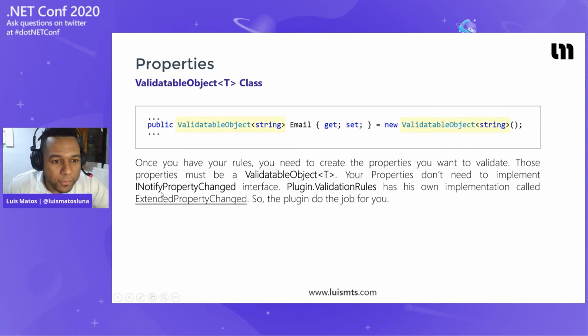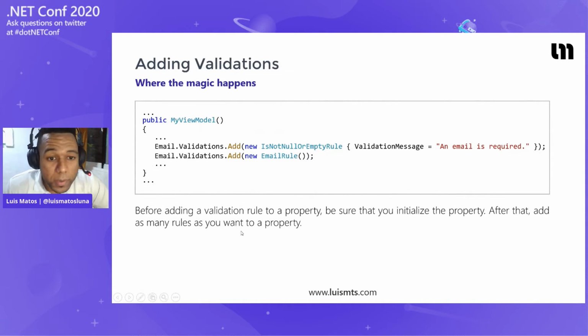Once we have our rules, the next step is to create the property that we are going to validate. In this case, we need to use the validatable object and all our properties. And we don't need to care about property changed, because internally this library uses property changed for you. So once we have all our properties, the next step is to add all our validations.